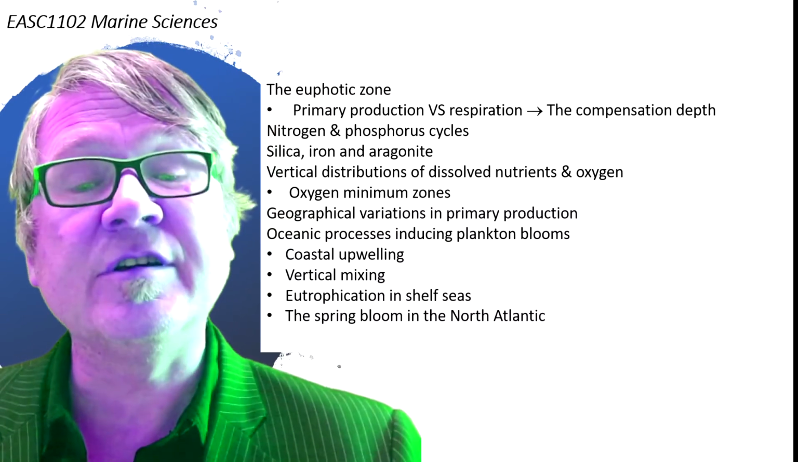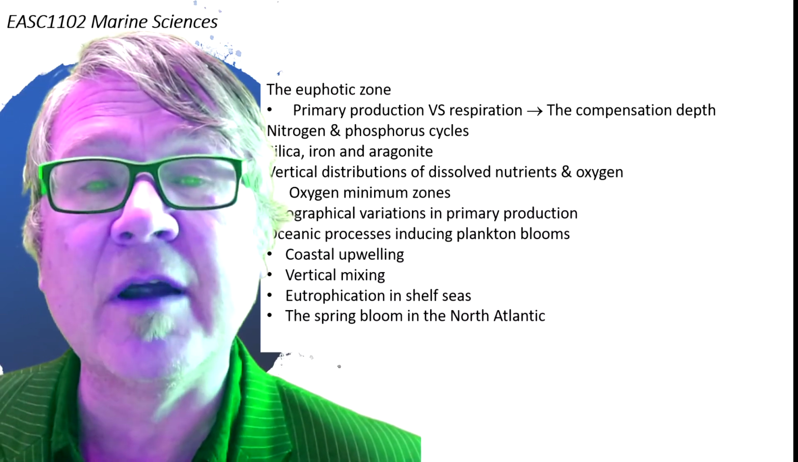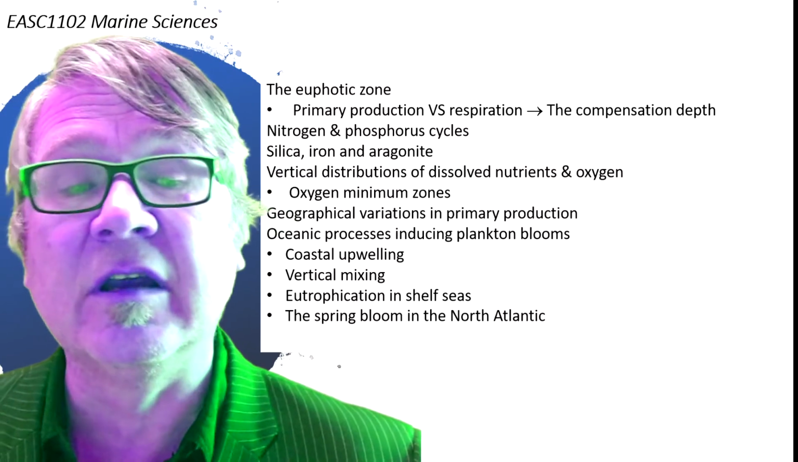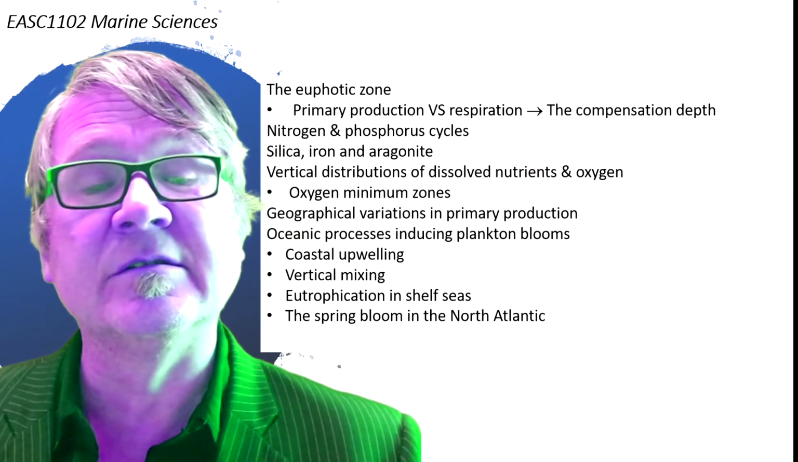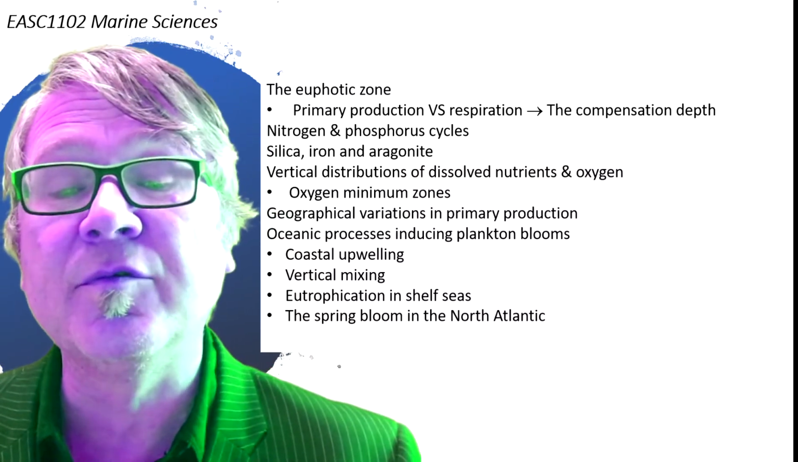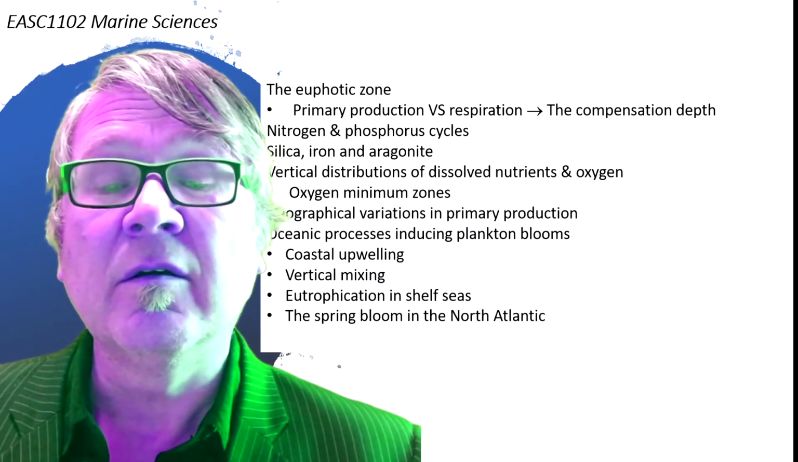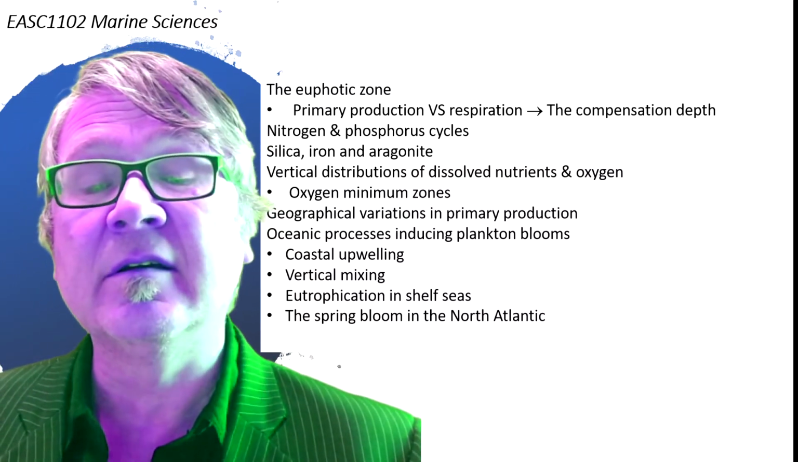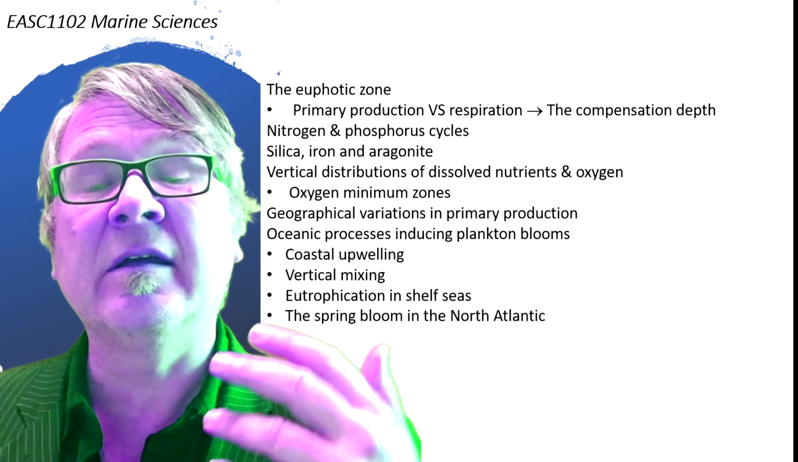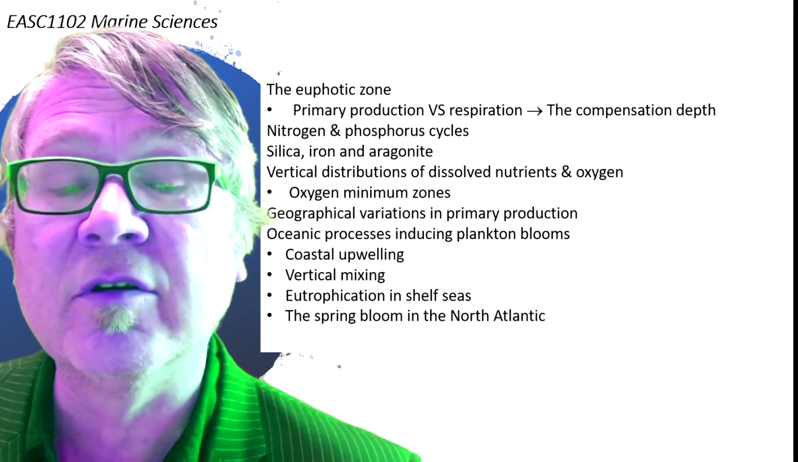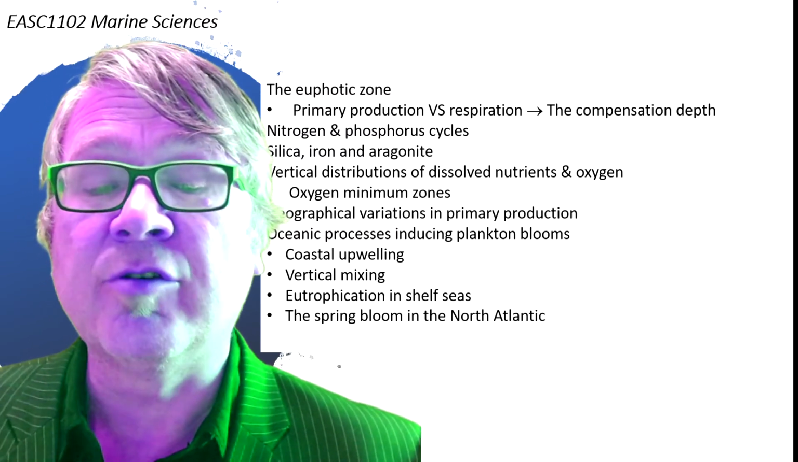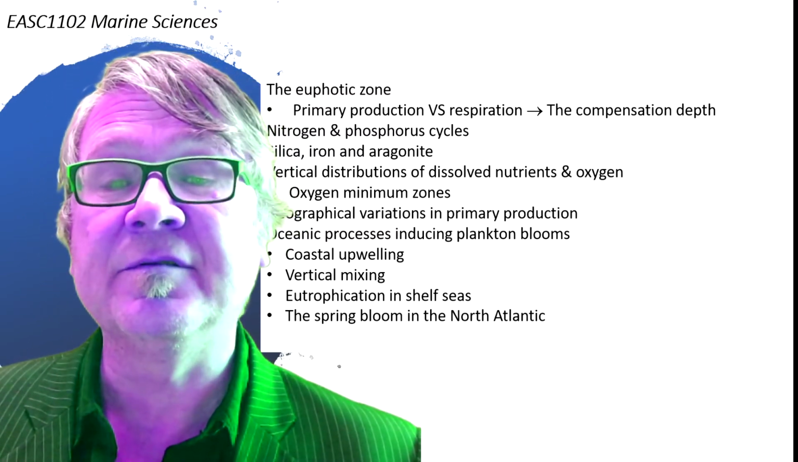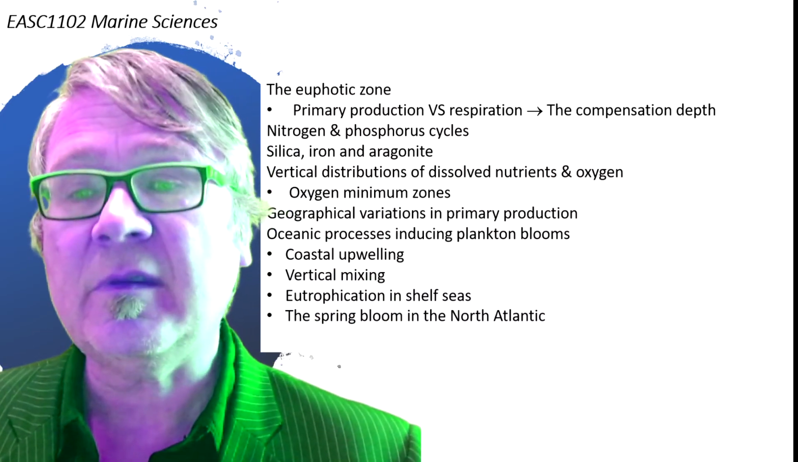Then we talk about the geographical variations in primary production, so where is actually life formed, and then a list of processes that actually induce plankton blooms. Okay, coastal upwelling, vertical mixing. Okay, and then I introduce you to the spring bloom in the North Atlantic. Okay, and we'll also talk a little bit about eutrophication in shelf seas. Okay, let's get going.